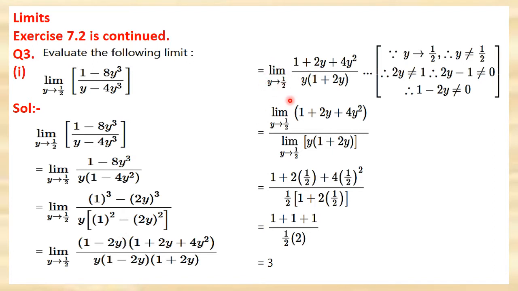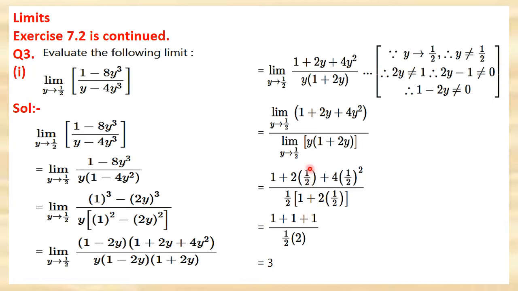Now the limit 1 by 2 we will apply for the variable y. Because the denominator, now you can check, if you substitute y is equal to 1 by 2, the denominator is not equal to 0. So we can directly substitute y is equal to 1 by 2. So 1 plus 2 into 1 by 2 plus 4 into 1 by 2 the whole square. Denominator 1 by 2 into 1 plus 2 into 1 by 2.